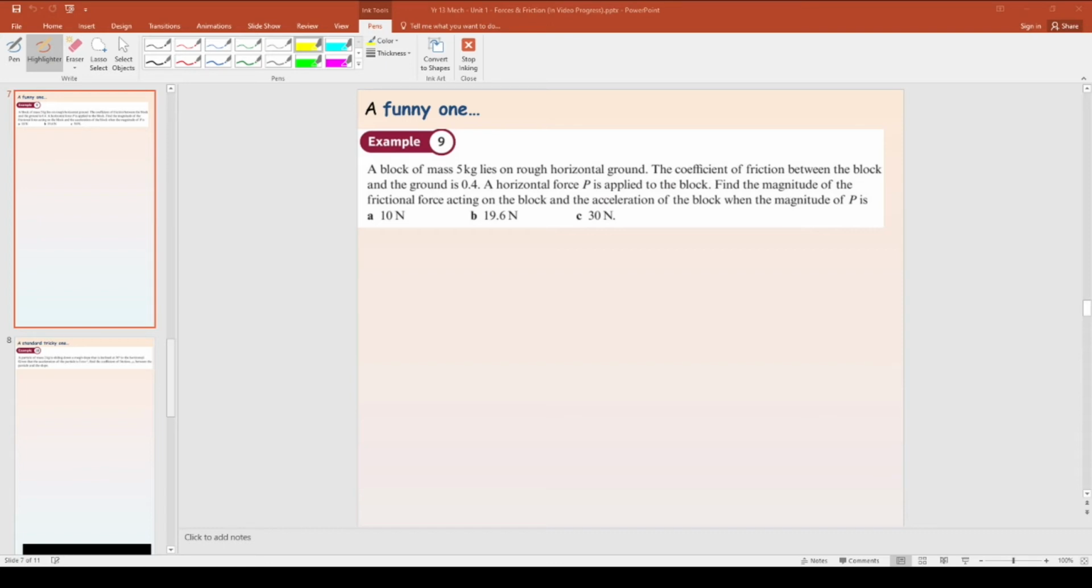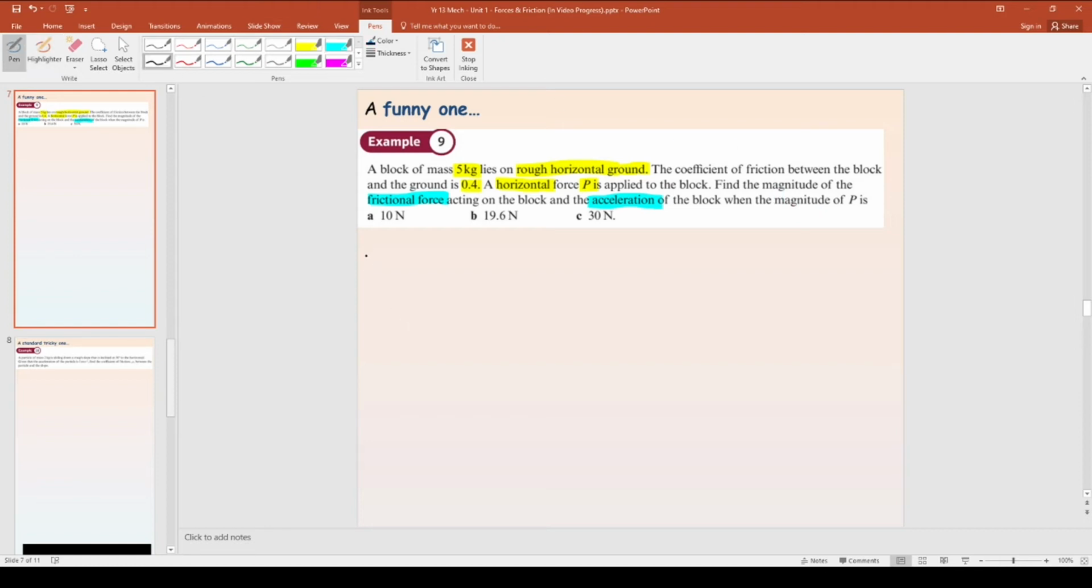So this is just another example of where they make it a bit wonky on purpose. They're just trying to drive that formula home: the force of friction is equal to mu R. So they've made a little unusual question. A block of 5 kilograms lies on a rough horizontal ground. The coefficient of friction between the block and the ground is 0.4. A horizontal force of P is applied to the block. Find the magnitude of the frictional force acting on the block and the acceleration of the block when the magnitude is blah, blah, and blah.